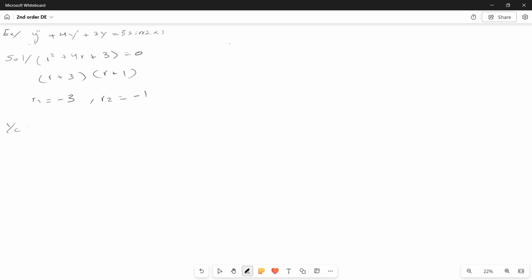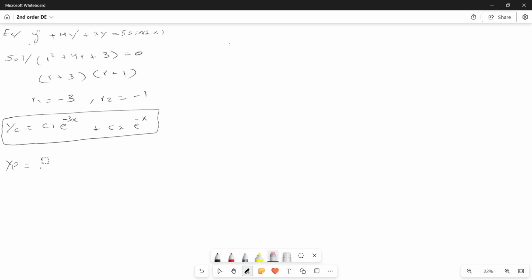Therefore our complementary solution is c1 exponential negative 3x plus c2 exponential negative x, and that's our complementary solution. Now our particular solution yp would equal a cosine 2x plus b sine 2x.